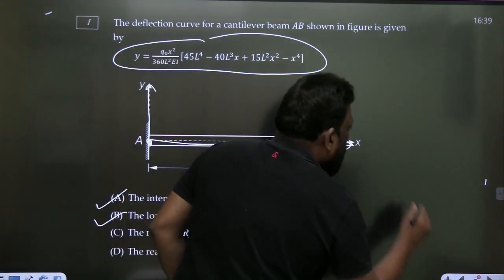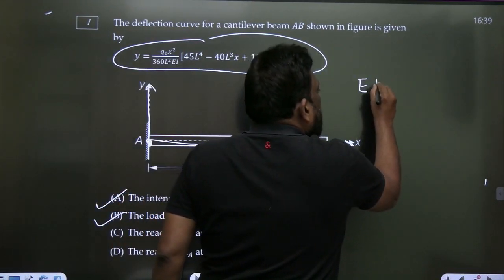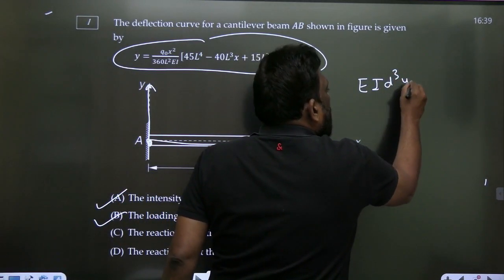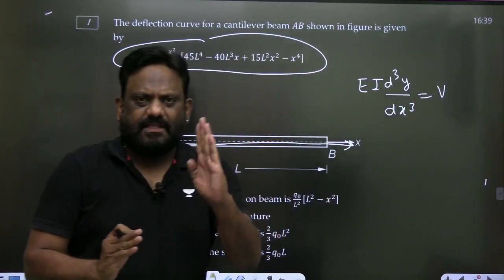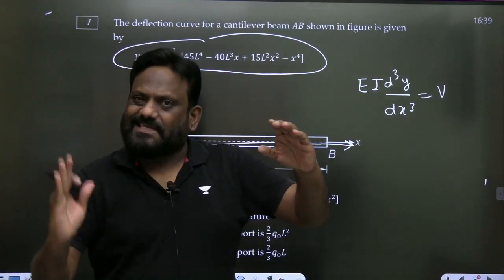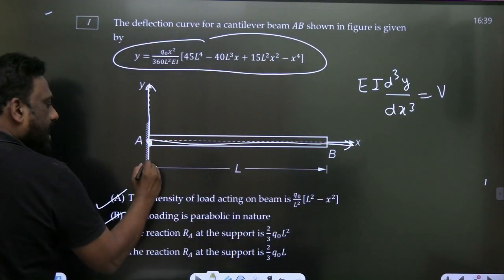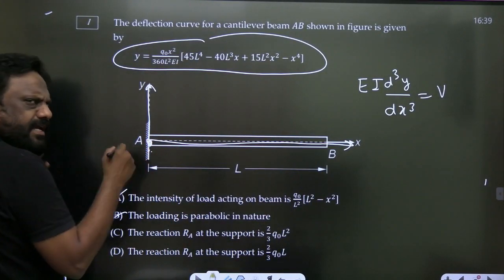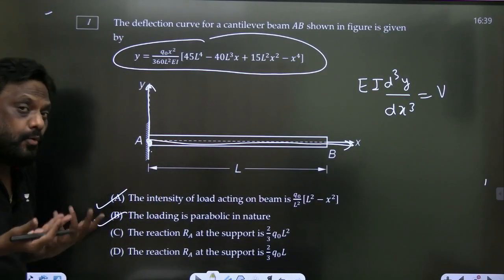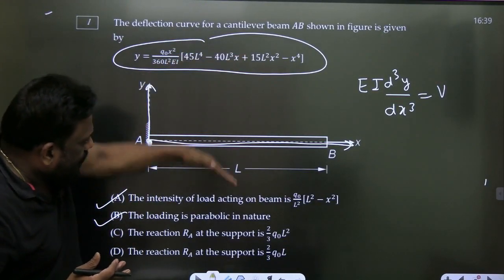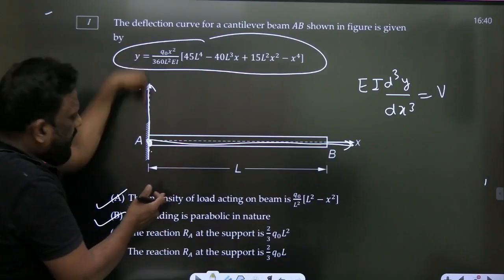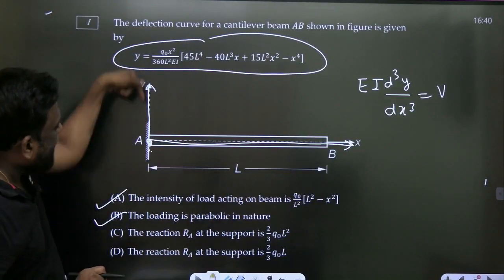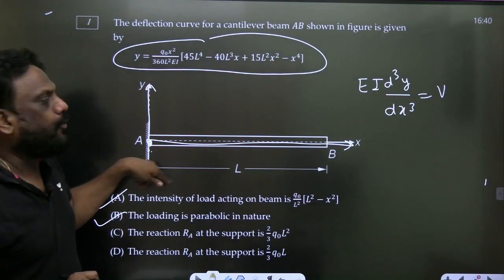देखो एक बार. So EI d3y by dx cube is a shear force. Shear force is nothing but the transverse loading. He is asking reaction. If this is the beam, यहाँ का reaction पूछा है सर. It may be upwards, it may be downwards. How sir? If the loading is downwards, the support will be upwards. Reaction will be upward. If the loading is upward, it will be downward. Forget about the sign. So he is asking the shear force. मतलब आपको यहाँ का shear force चाहिए.